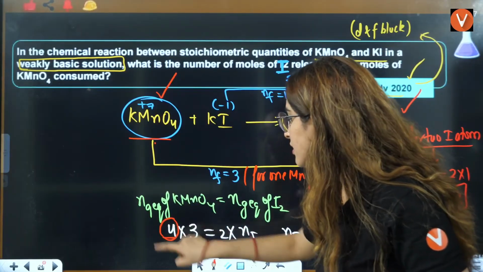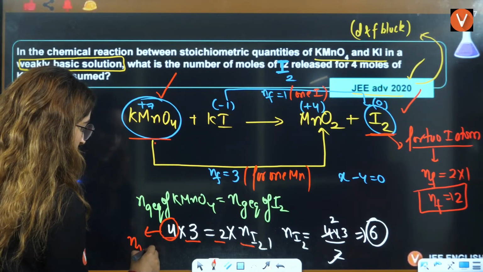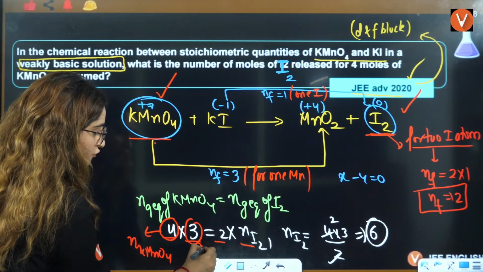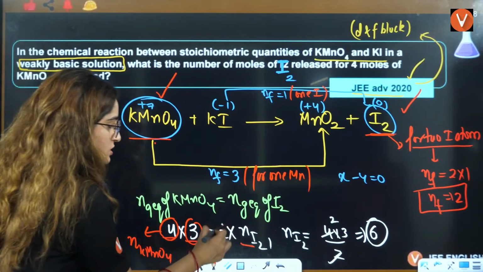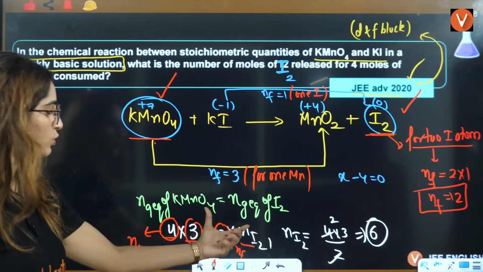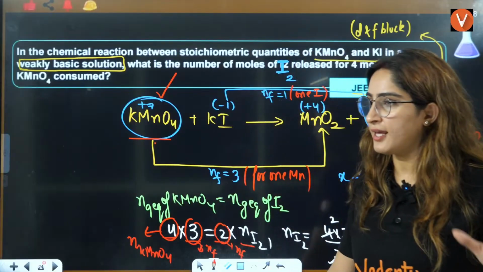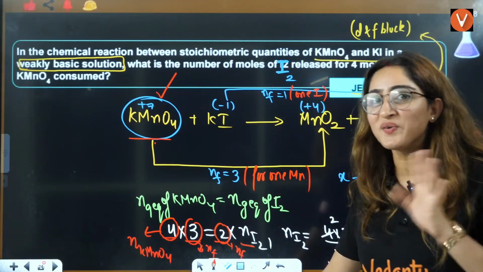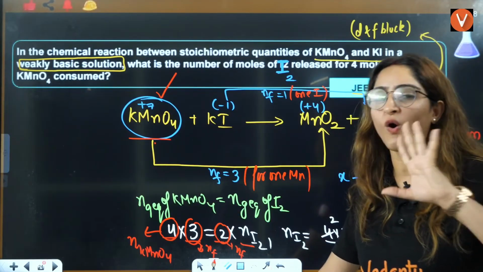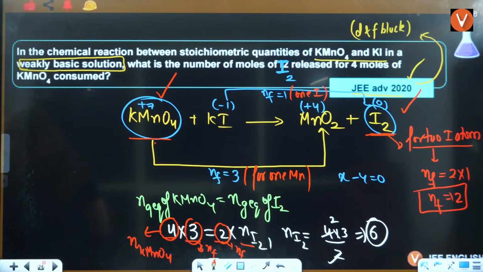This is the number of moles of KMnO4, this is the valency factor of KMnO4, this is the valency factor of I2, and this is the number of moles of I2. By this, I solved this question. If you're in 9th class, then you will not be able to understand this. For that, you have to go through redox reactions. Only then will you be able to understand this.